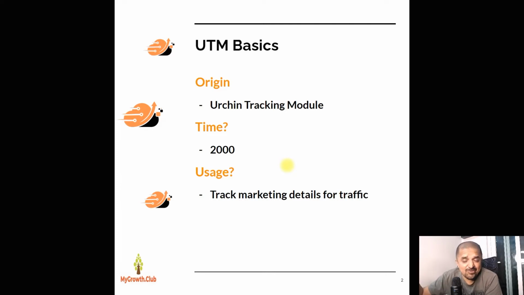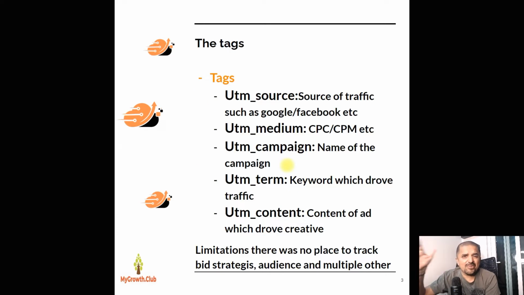Usage. How are these UTM tags used? I'm sure all of you know this, but usually these are used to track marketing sources, campaigns, etc., or to measure the traffic or any other success metric against those sources. Let's look at the 5 original tags which were defined by the Urchin Tracking Module.